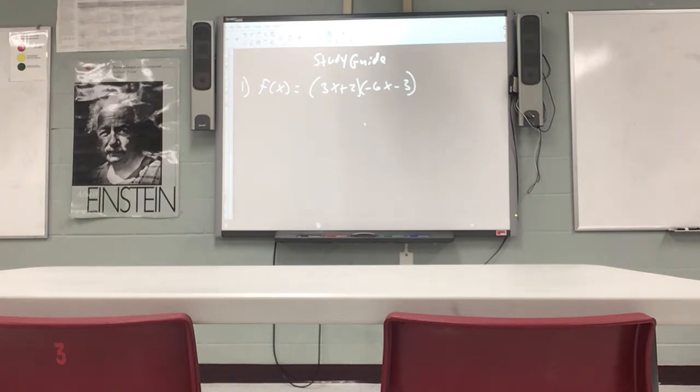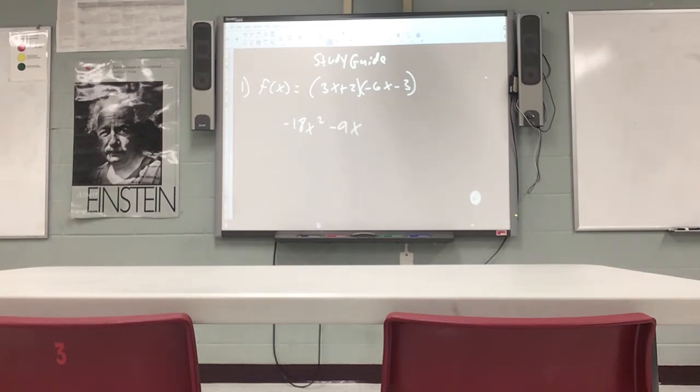It says decide whether it's linear or quadratic. Well, what have we been doing, linear or quadratic all unit long? Quadratic. And you're gonna get the quadratic, meaning the highest power squared, when you multiply the 3x times the negative 6x. So 3x times negative 6x is negative 18x squared. And then 3x times negative 3 would be negative 9x.